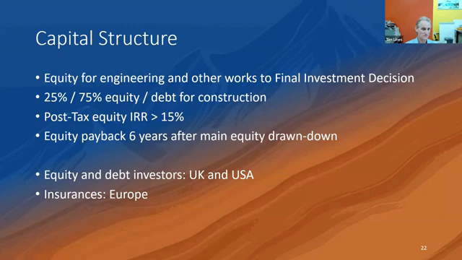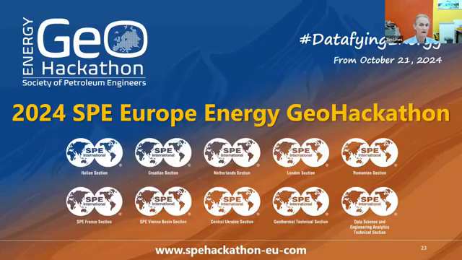Paybacks, in our case, we're paying back 6 years after. Where do you get these investors? Well, if you have economic projects, then you can go to the European markets and the USA. Insurances, Munich Re are very good at insurances, so there's no need to go outside Europe for that.